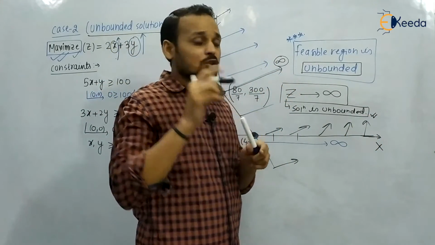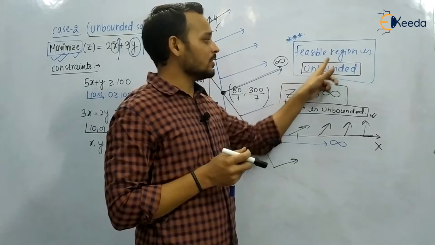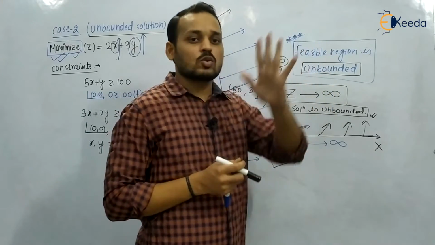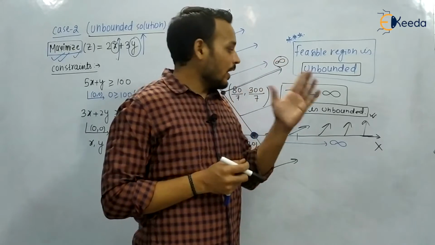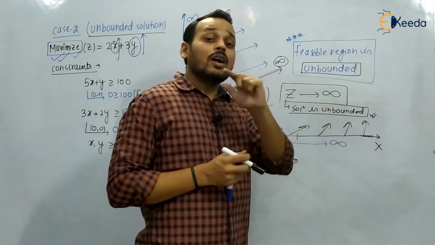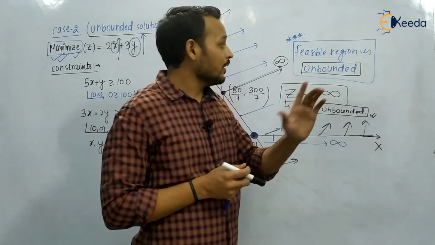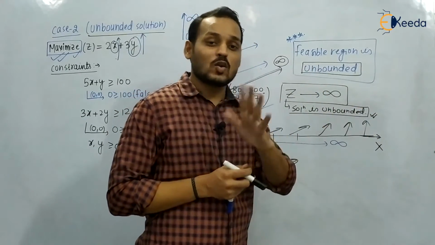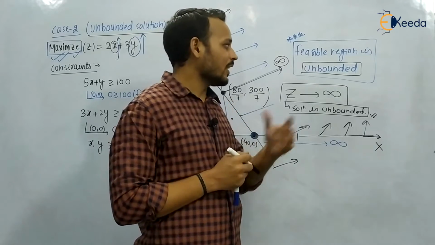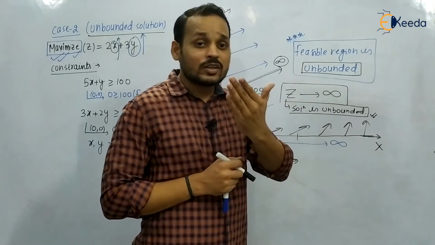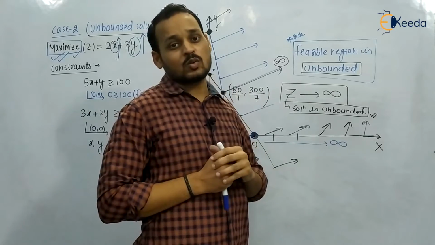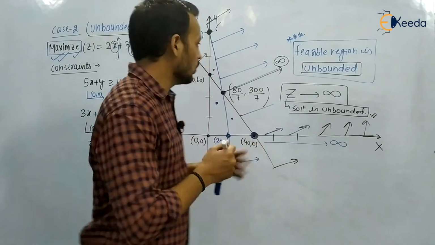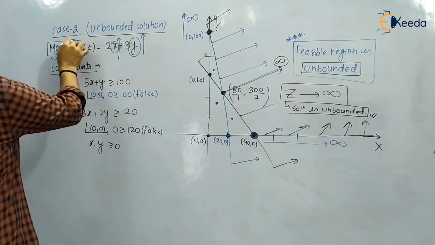Many times the students just check that the feasible region is unbounded, so they conclude the solution is also unbounded. No, an unbounded feasible region does not guarantee an unbounded solution. We have seen that if the feasible region is unbounded, then the solution can be unique also. So what you have to do is check the nature of the objective function.